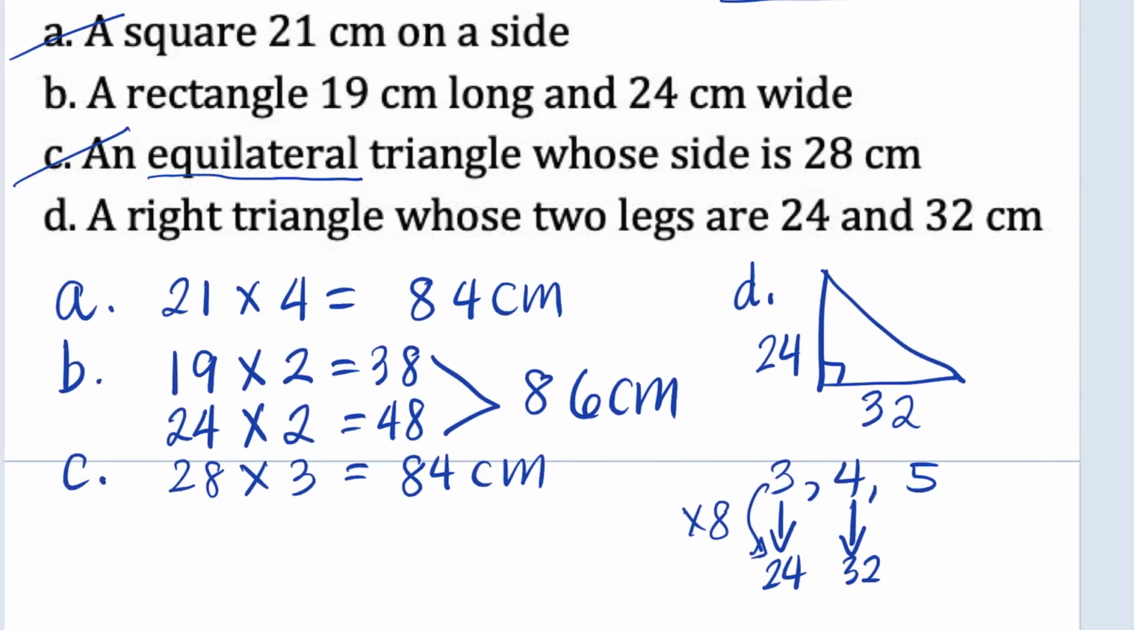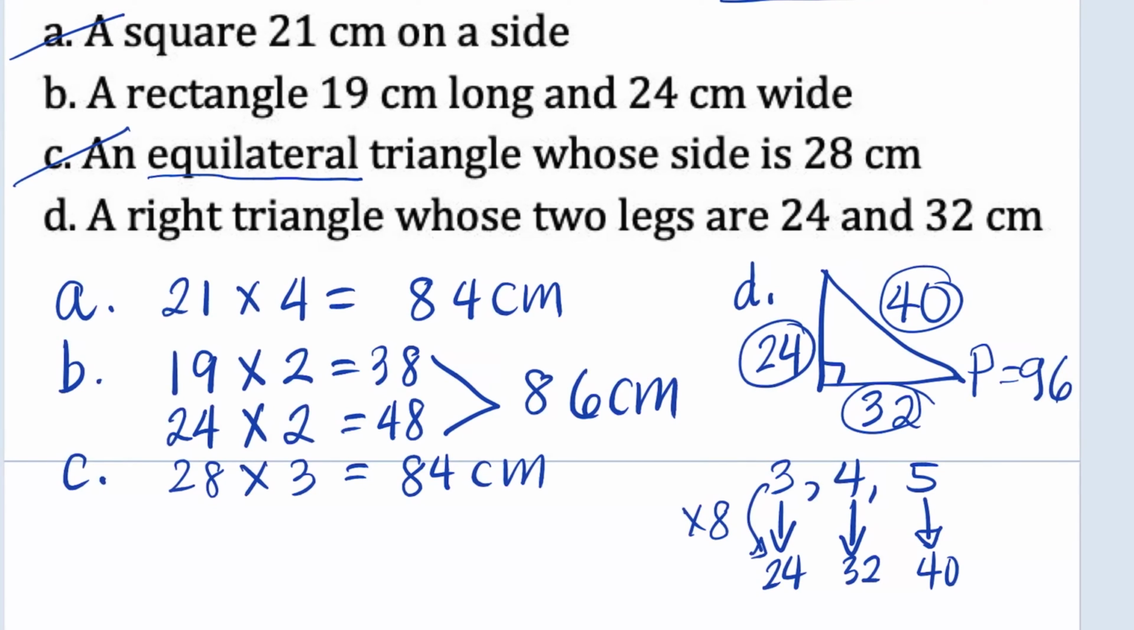Times 8, right? So 3 times 8 is 24. 4 times 8 is 32. That means the corresponding side of 5 is 5 times 8. That is 40. So this means choice D has a hypotenuse of 40. And now we add 24, 32, and 40. So the perimeter for this is 64 and 32. That is 96 cm. So the answer is letter D.